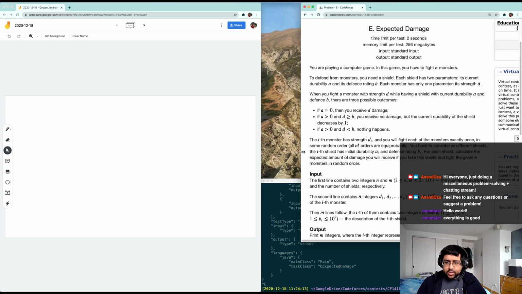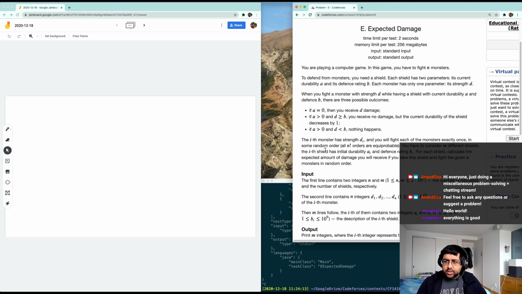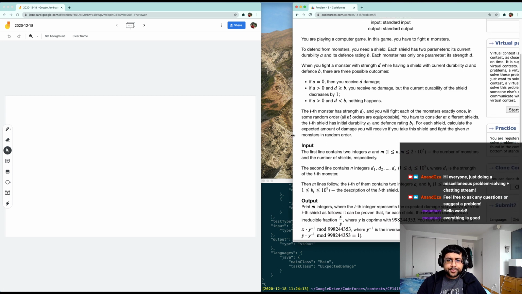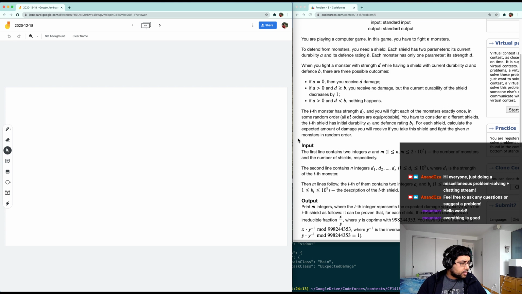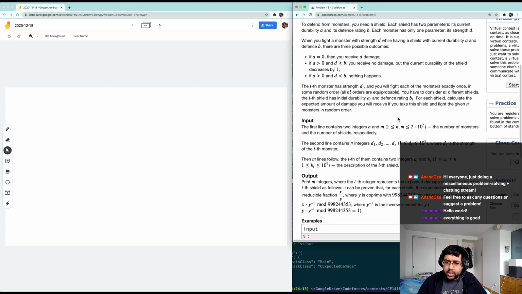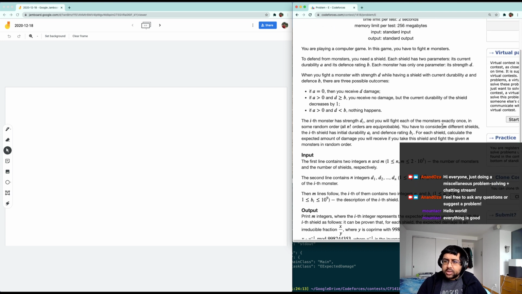Cool. So yeah, let's read this problem. Let's make the whiteboard a little bigger. So we're going to make heavy use of that. All right. So basically, you have to pick a shield, and then given your shield, you have to figure out the expected amount of damage you'll end up taking.